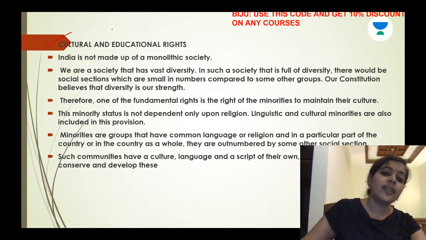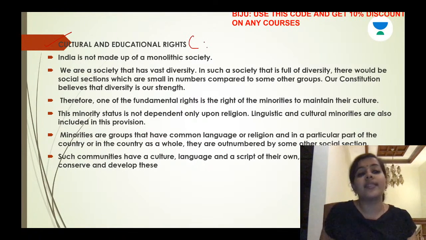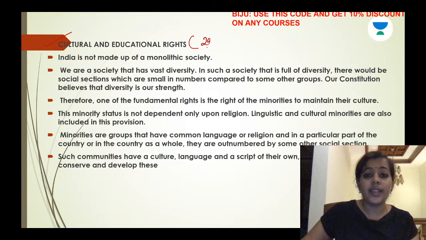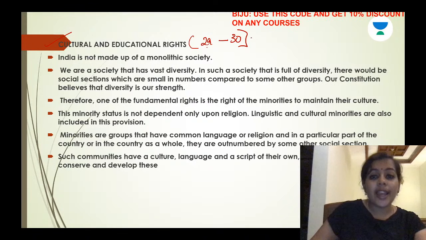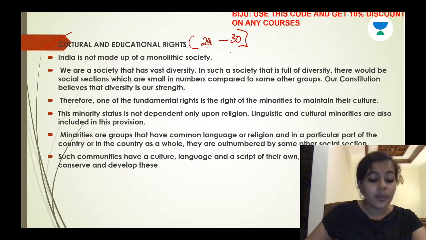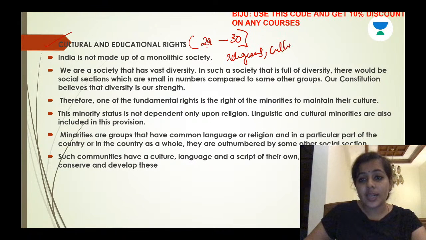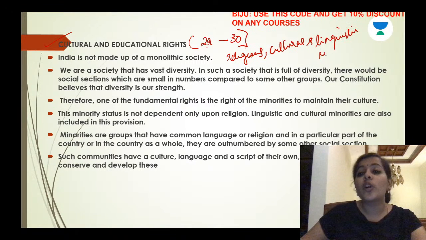Then the other right is cultural and educational rights. The right to education is discussed in the Constitution. Articles 29 to 30 discuss cultural and educational rights. What is it? This right ensures protection of the rights of religious, cultural and linguistic minorities. They are being protected.